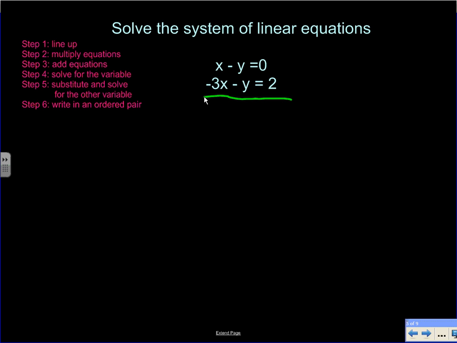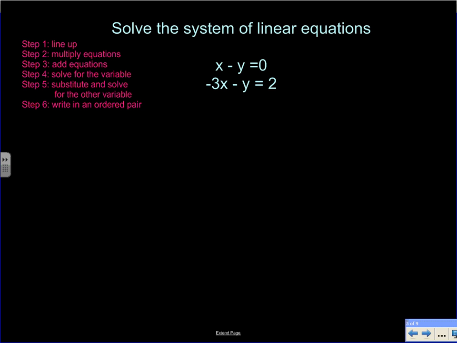If needed. Well, why would we line those up and multiply them? The whole goal, remember, is to get the numbers in front of the variables, the coefficients, to be opposite of each other. Well, if we look here, that's a 1 and that's a -3. They're not going to be opposite of each other.